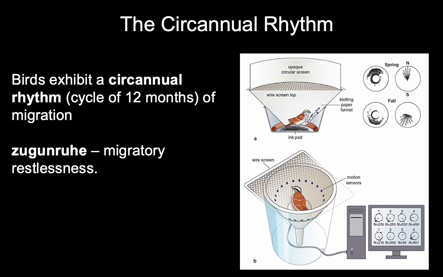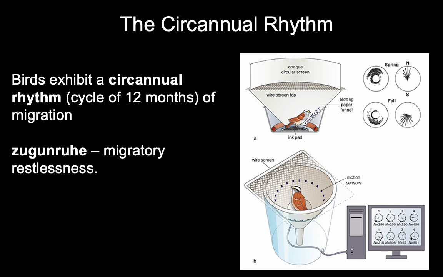And one interesting phenomenon that we've discussed before, that migratory birds exhibit during migration, is something called zugunruhe. Once we discovered keeping migratory birds in captivity, they become very restless at night. The phrase coined for this was zugunruhe, or migratory restlessness. And so if you keep a migratory bird in a cage during the breeding season or over winter, it doesn't exhibit this. Only during the small windows twice a year, spring migration or fall migration. And it will show this restlessness during the night, because most birds migrate at night.